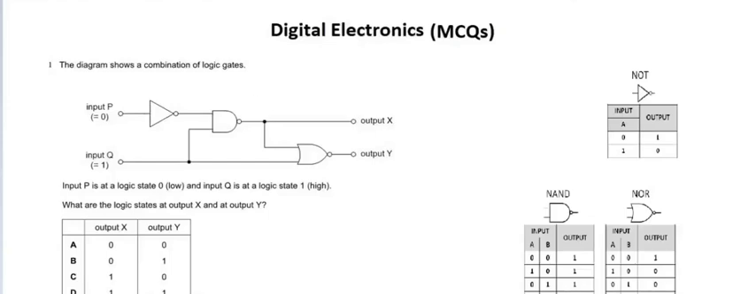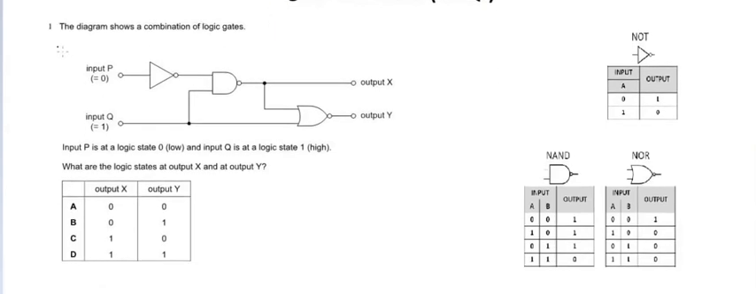Now we are going to study the MCQs of digital electronics. So you can read here problem number 1. The diagram shows the combination of logic gates. Input P is at logic state 0, that is nothing but low, and input Q is at logic state 1, that is nothing but high. What are the logic states at output X and output Y?